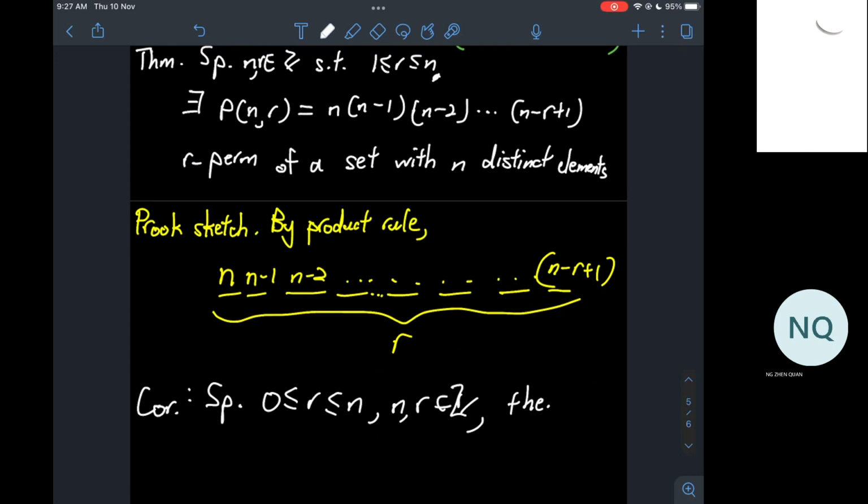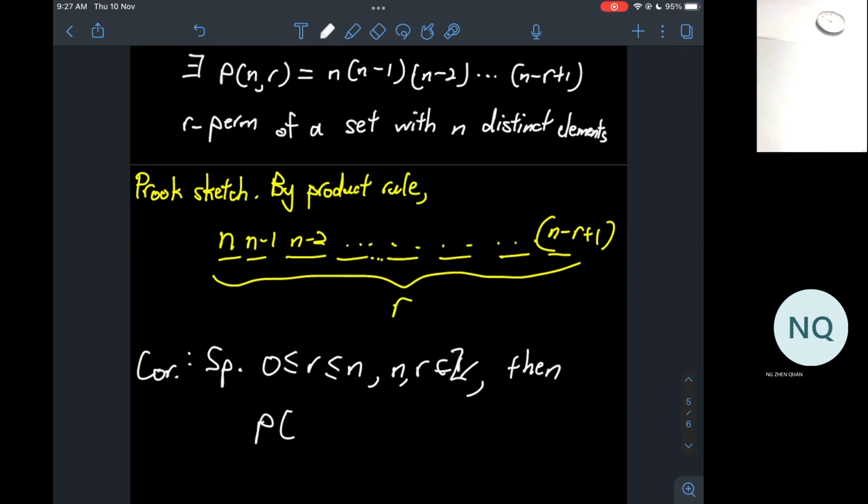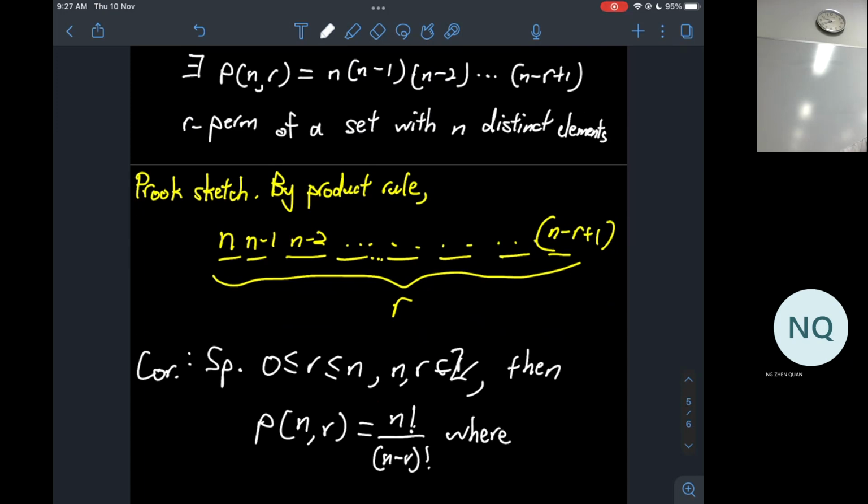Then P(n,r) is actually equal to n factorial over (n minus r) factorial. Where, what is n factorial? Just reminding you, n factorial is equal to n times (n minus 1) times all the way down to 1.